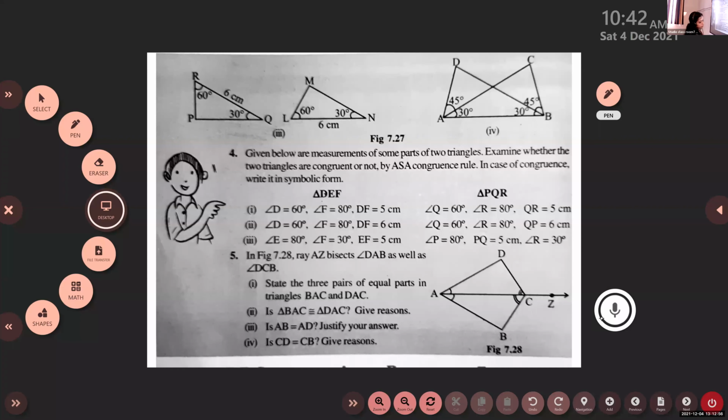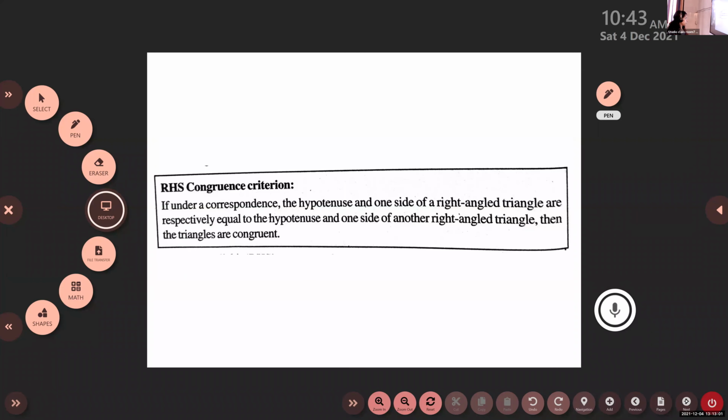So let us see what is RHS, then I'll explain it. Okay, just read it in your mind, children. RHS congruence criterion. If under a correspondence, the hypotenuse and one side, any one side, that means it can be base or it can be altitude, of a right-angled triangle are respectively equal to the hypotenuse and one side of another right-angled triangle, then the triangles are congruent.